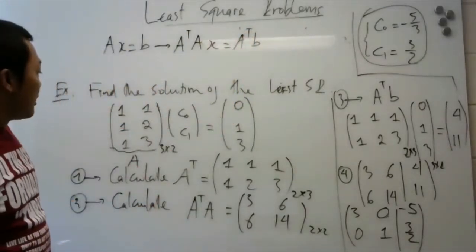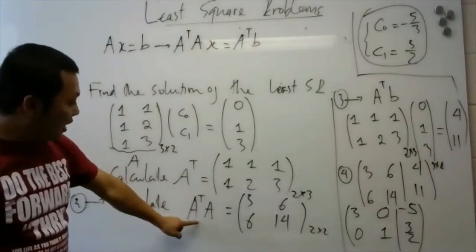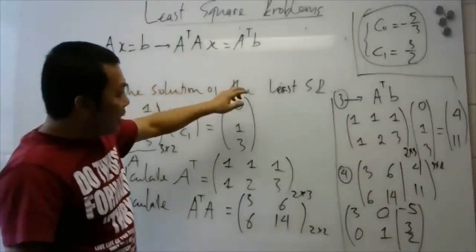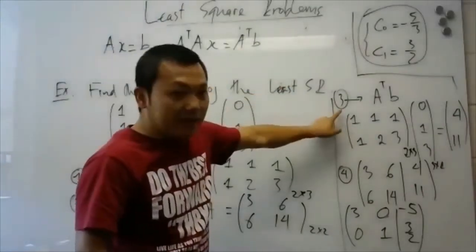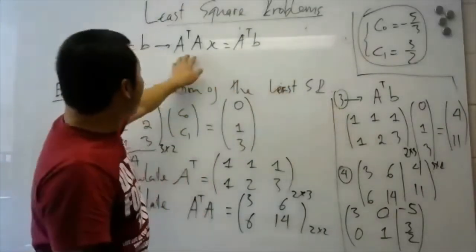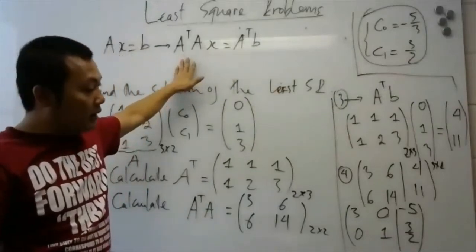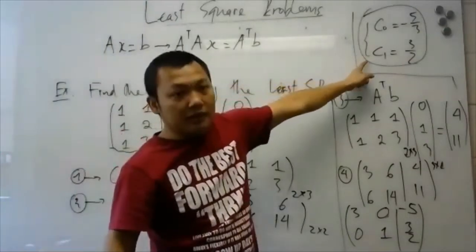Yep. That is the first, ATA. That's what we did in here, right? And the second one, ATB. That's what we did in the third step. And in the last step, that is just the equation of this system. That is the one right here.